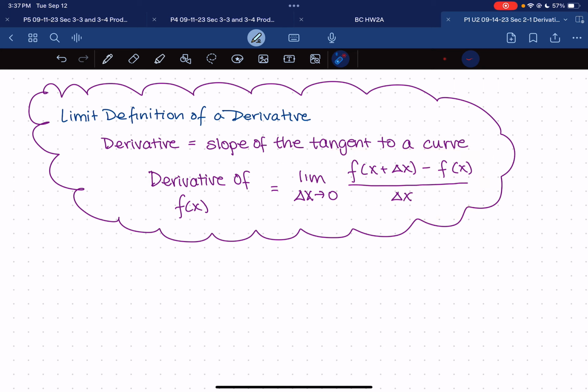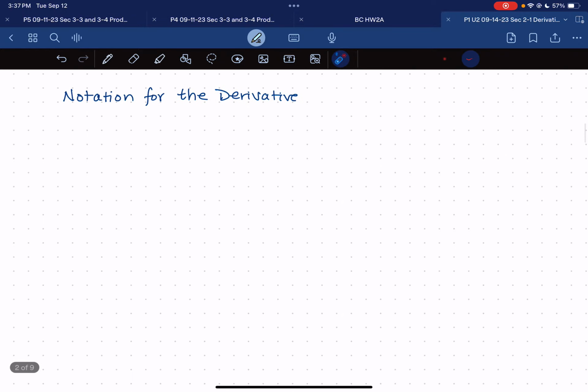Okay. Let's talk about some notation for the derivative, and then we're going to do some examples. For the notation for the derivative, we're used to seeing f of x. Well, if we put a little apostrophe right there, that means the derivative of f of x. You can also read this as f prime of x. So if you see this, it means the derivative of f of x. So you could say the derivative of f of x, but you can also say f prime of x, and then people know it's the derivative.